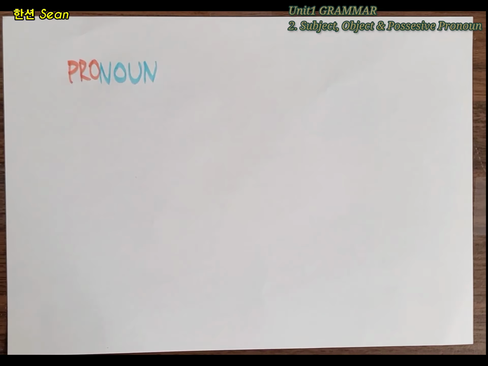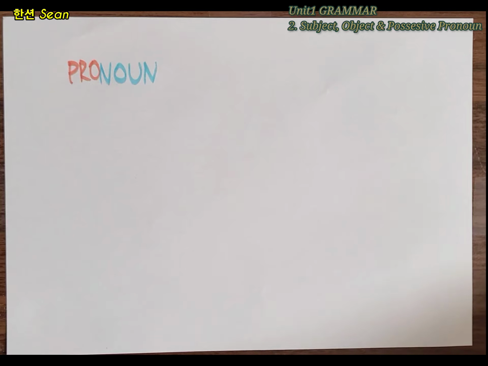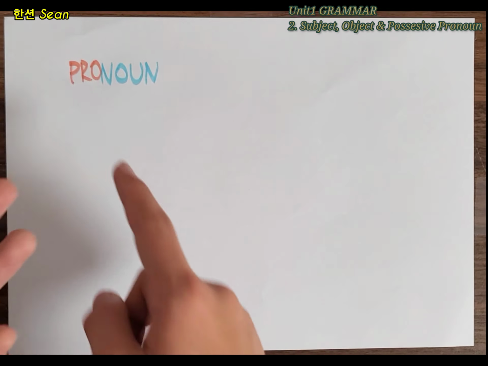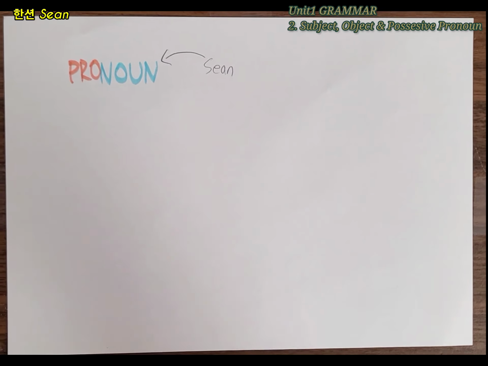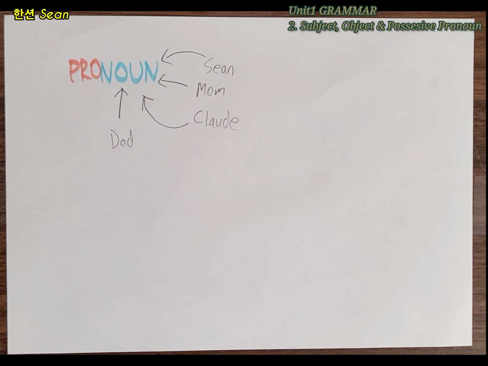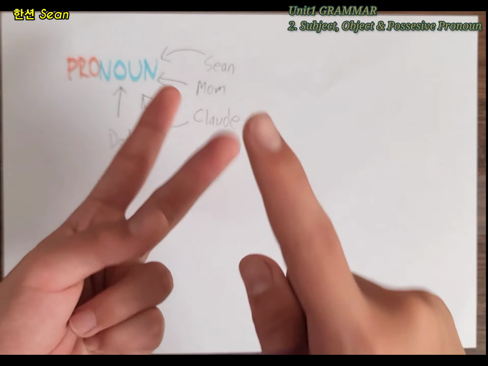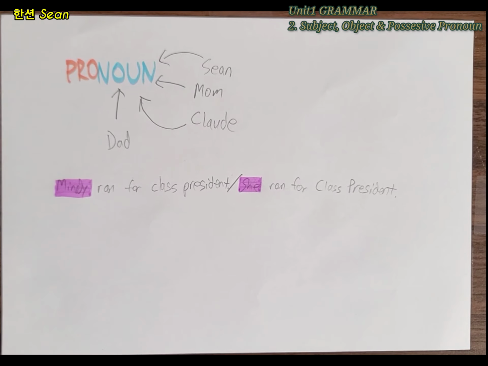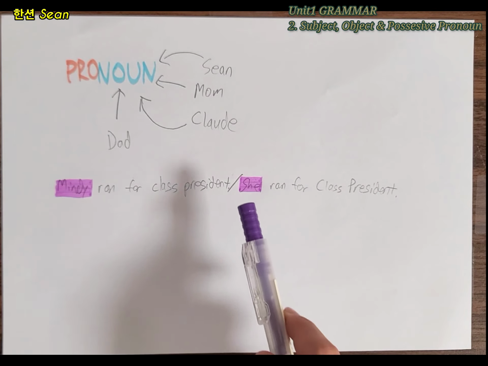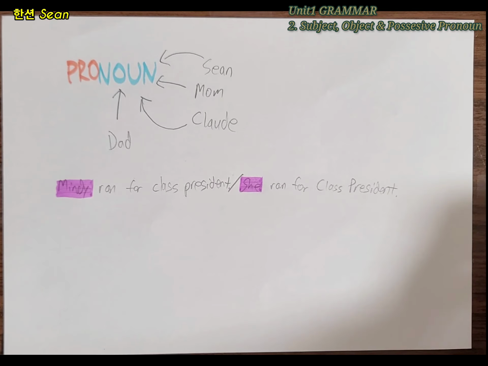A pronoun is really a weird version of a noun. A pronoun is basically a word that takes the place of a noun, but isn't exactly a noun either. Like, my name, Sean, is a noun. My cat's name, Claude, is also considered a noun. So are the words mom and dad, grandpa and grandma, and so on. Now, it's usually a person, place, or thing. Here's an example. Instead of writing "Mindy ran for class president," you're going to write the pronoun: "She ran for class president." That makes way more sense.